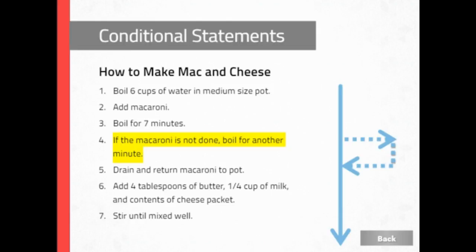We begin as we did before. We boil 6 cups of water in a medium-sized pot. We add macaroni and boil for 7 minutes. But this time, instead of proceeding to drain it, when we reach step 4, we check to see whether or not the macaroni is done.